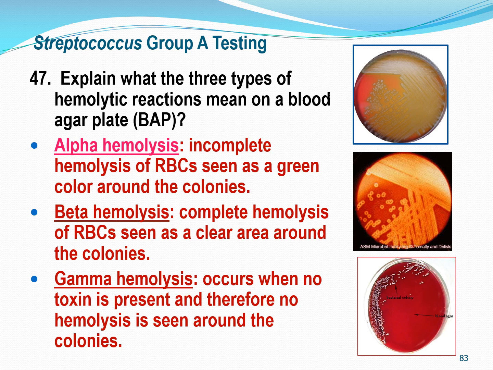Then we have beta hemolysis, which is complete hemolysis of the RBCs seen as a clear area around the colonies. That's our middle picture over to the right. Then we have gamma hemolysis. It occurs when no toxin is present and therefore no hemolysis is seen around the colony.